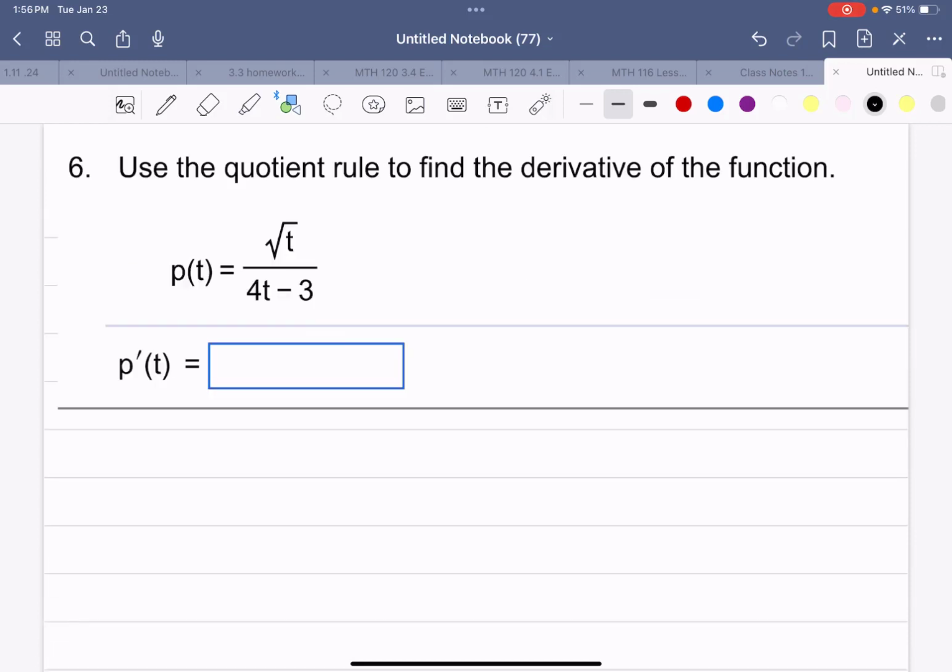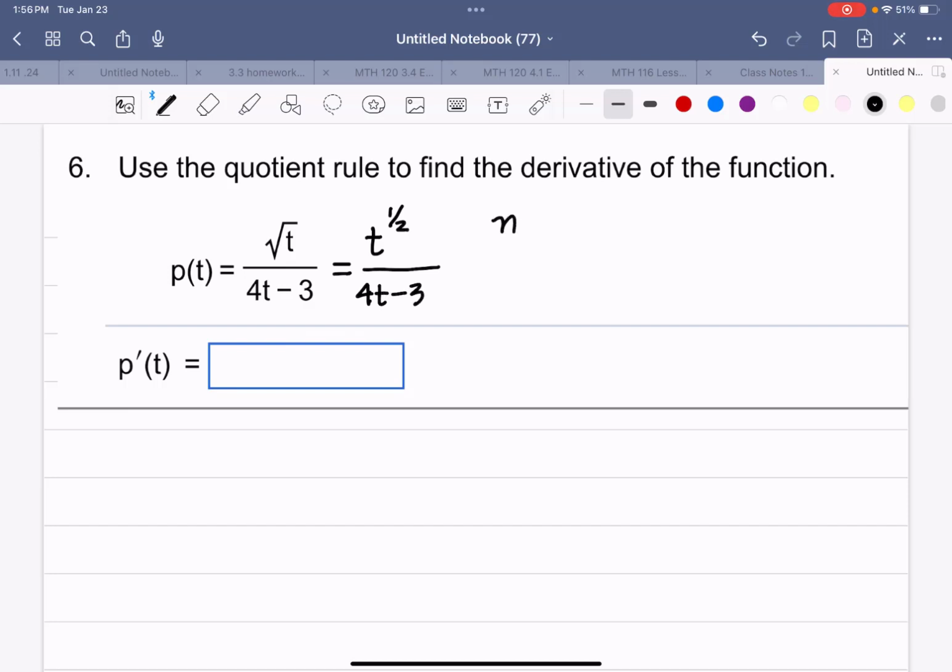Example number 6. Use the quotient rule to find the derivative of the function where p of t is the square root of t divided by 4t minus 3. Now the first thing I'm going to do before I do anything else is write this t to the 1/2 power. We have to do that in order to find the derivative.